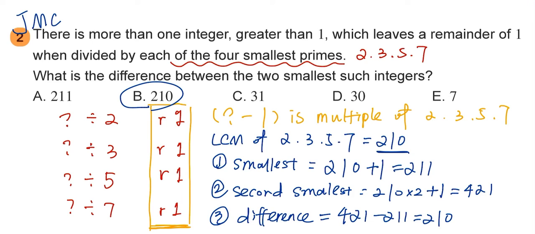Okay, or even quicker, what's the difference between the 2 smallest such integers? That difference would just be the lowest common multiple of them. So you can straight away write 210. That's also good. Okay, so that's for number 2.